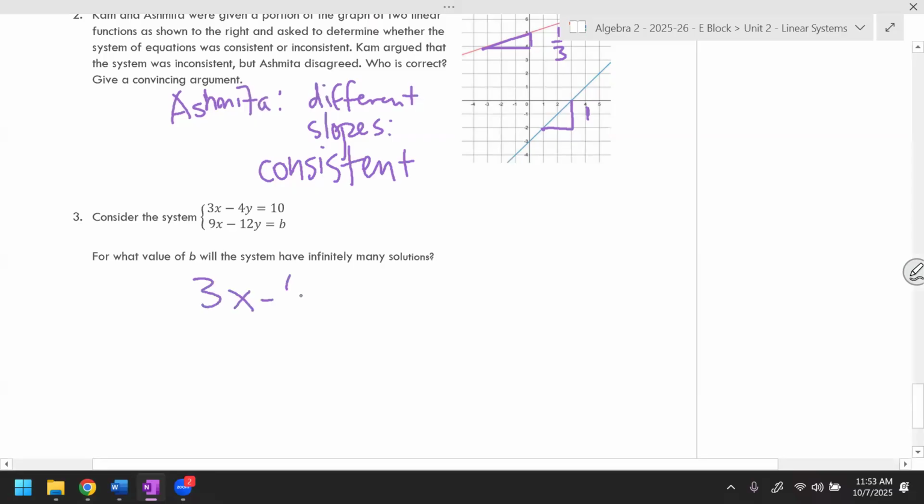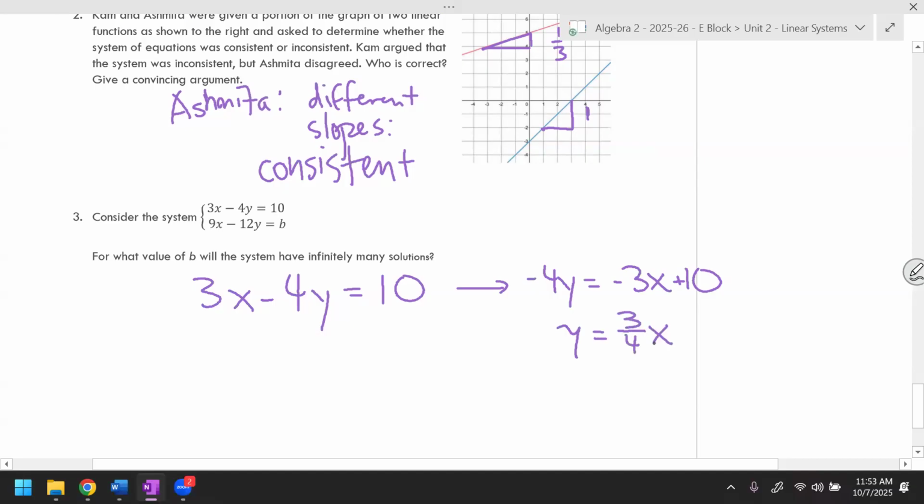So 3x minus 4y equals 10. You wrote the equation again. What did you do to that equation? You isolated y. Okay, sure. And then what? Negative 3x plus 10, sure. You divide both sides by negative 4 to get minus 2.5. That's fine. Okay, but then how does it help us find b though?